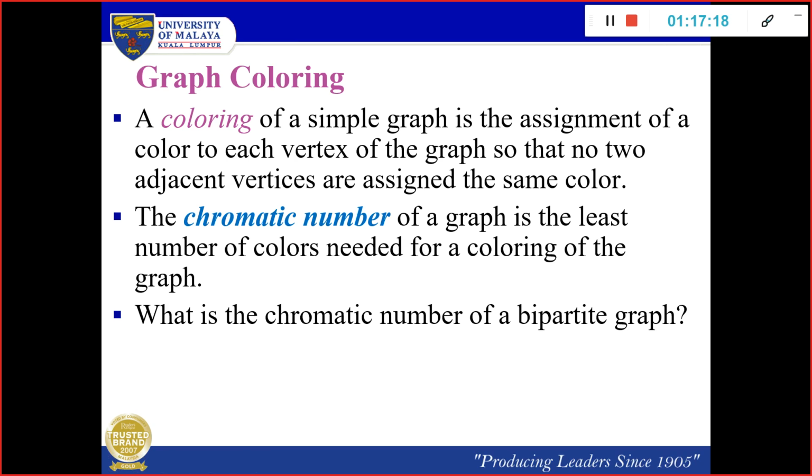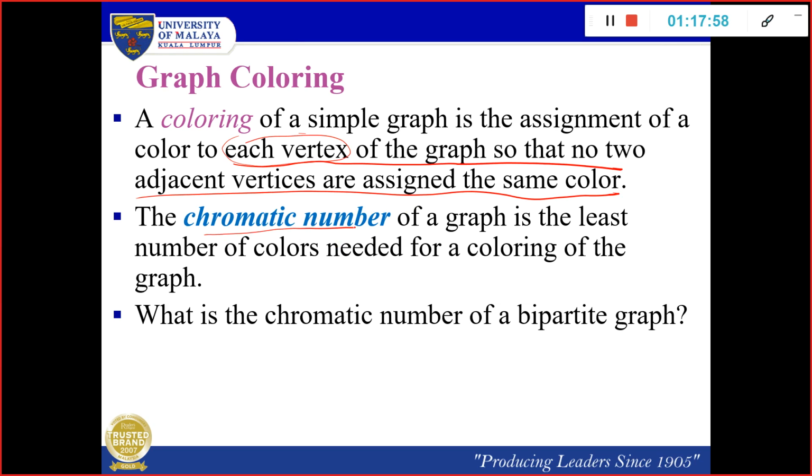Graph coloring: a coloring of a simple graph is the assignment of a color to each vertex of the graph so that no two adjacent vertices are assigned the same color. So you are thinking about the vertices. Adjacent vertices cannot have the same color. The chromatic number of a graph is the least number of colors needed for coloring the graph.